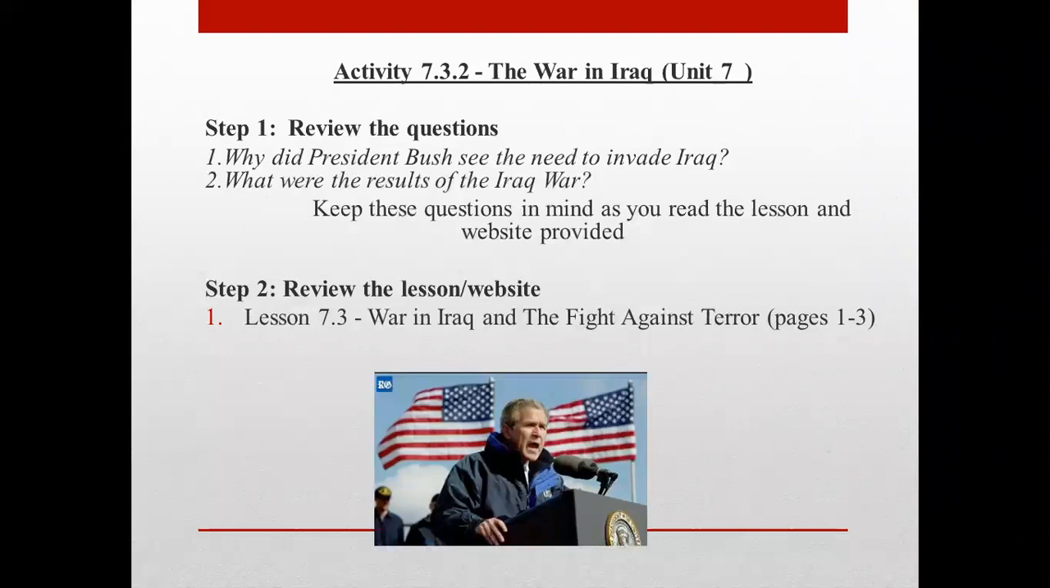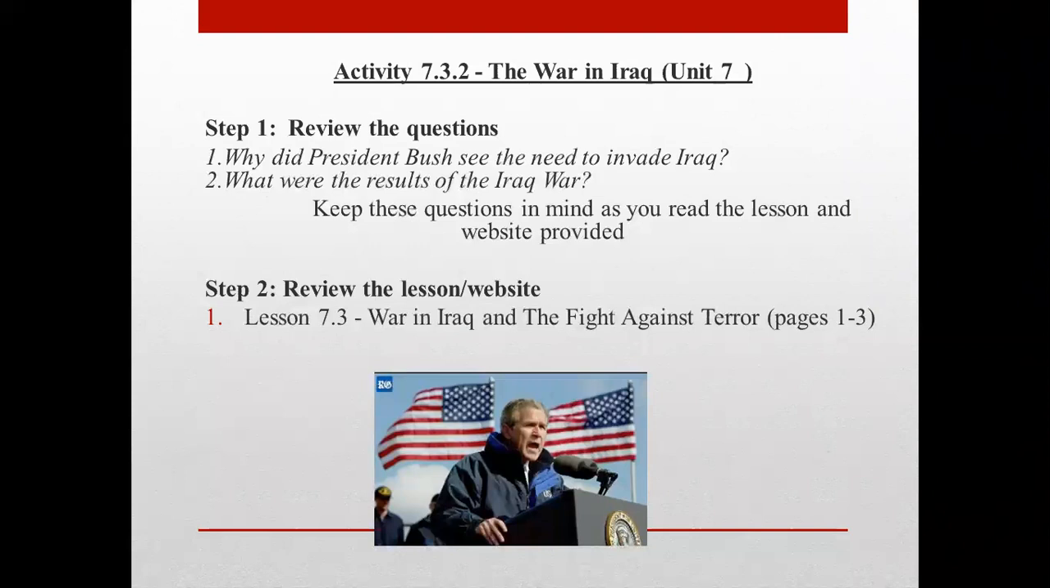always review the questions, always review the instructions, but review the questions. And again, you have 2 questions there. Why did President Bush see the need to invade Iraq? And what were the results of the Iraq War? So keep these questions in mind as you read the lesson and as you reread the lesson, because you should have already read the lesson, and as you read the website provided. So keep those 2 questions in mind. And as you read, you might find the answer.